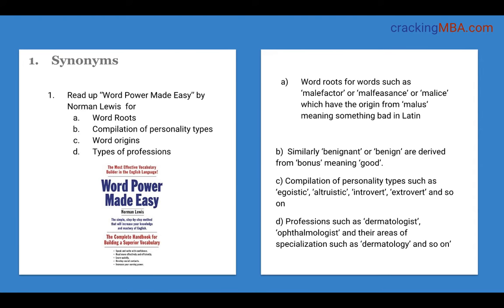The next thing is to read up Word Power Made Easy by Norman Lewis. This is a book written by Norman Lewis, and here you can find a variety of information. For example, word roots such as malefactor or maleficence or malice. You can see that all of them have an origin from the word malus in Latin, which means bad.